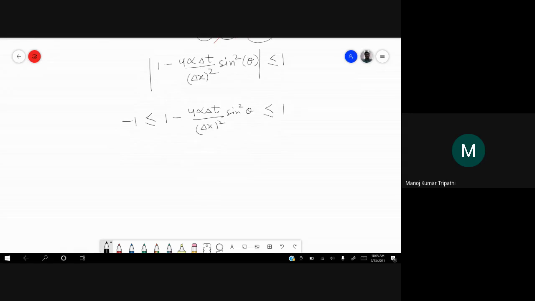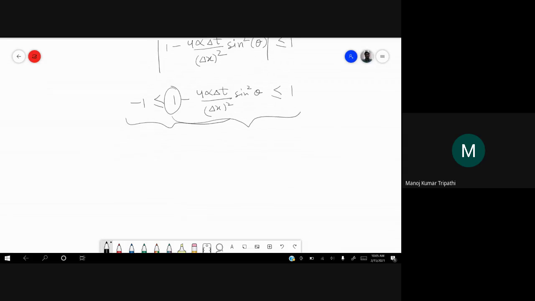Now again we will take this one that is here to both sides. To the left hand side of this equation, this is one equation, and to the right hand side of the other equation. These are two separate equations, but we are writing them as a single equation. There are two inequalities here. So this becomes -2 less than or equal to minus 4 alpha delta t by delta x square sine square theta, less than or equal to 0.